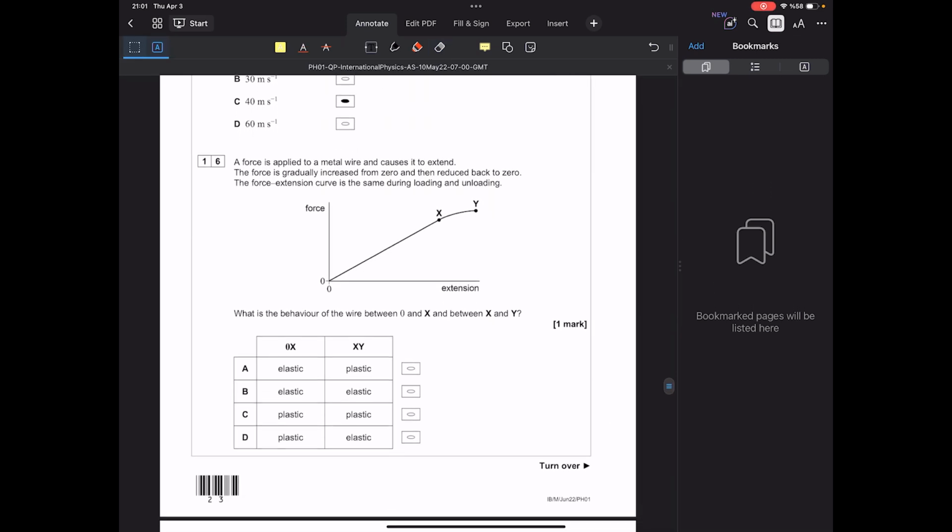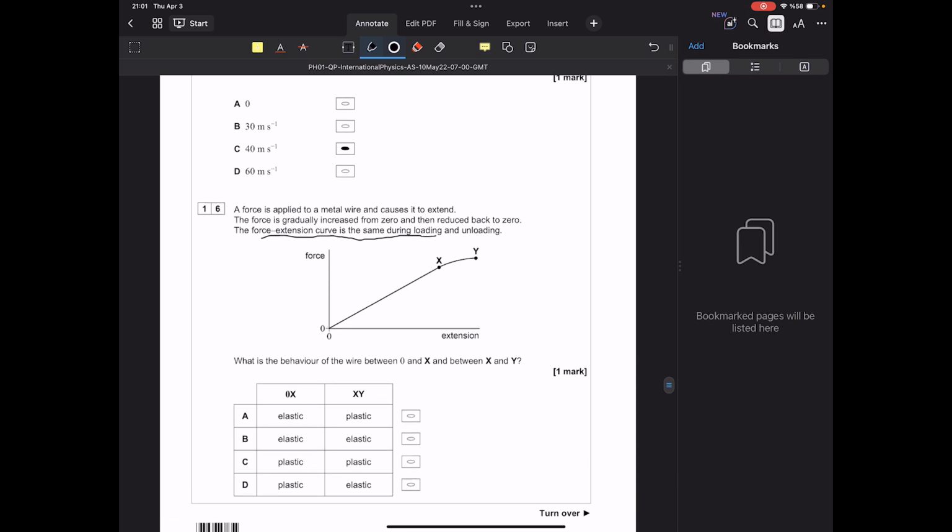Again, let's quickly solve this question. So we have a force extension graph, and the forces gradually increase from 0. This is the loading curve, and then reduce back to 0. So this will be the unloading curve. However, the force extension curve is the same during loading and unloading. So the graph goes like this and then goes back like this in the same direction. So what is the behavior of the wire between O and X and between X and Y?